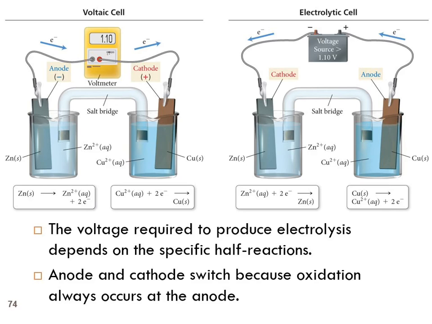Remember, oxidation occurs at the anode. They both start with a vowel. Or you can think of red cats. Reduction occurs at the cathode.